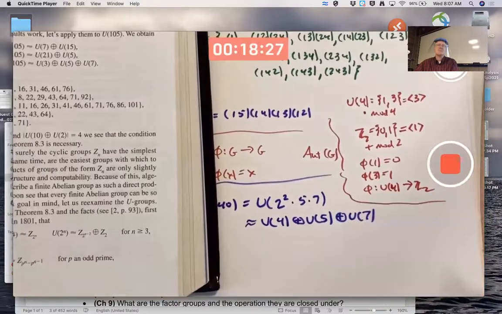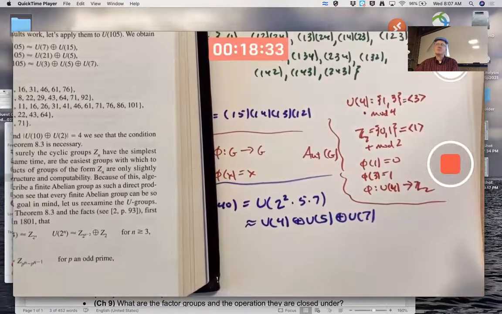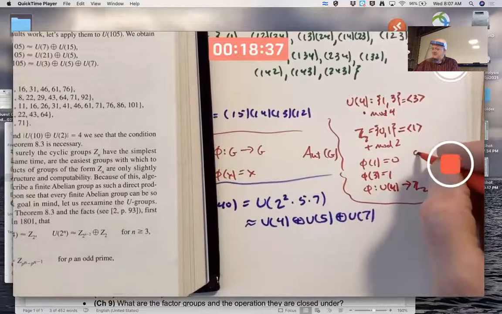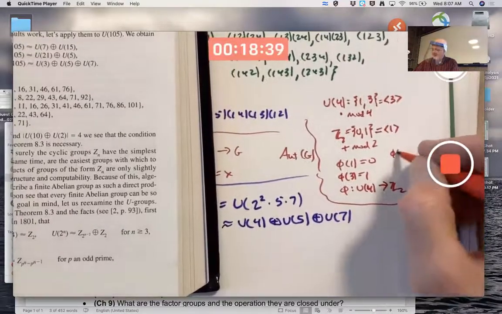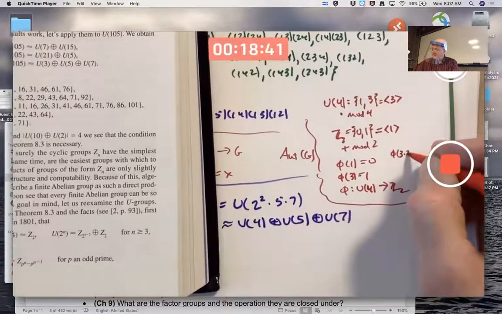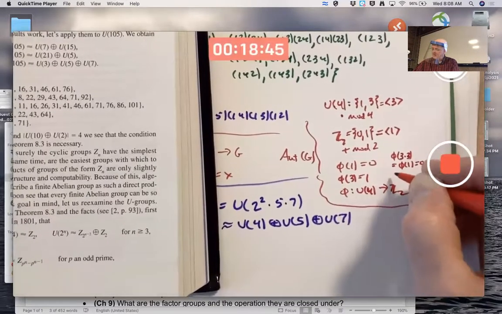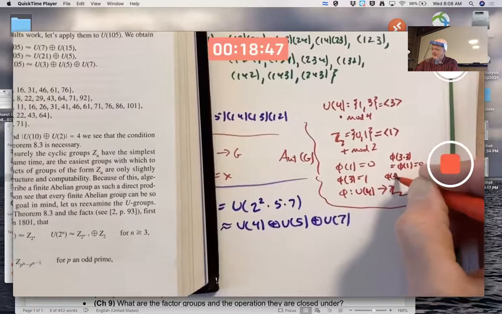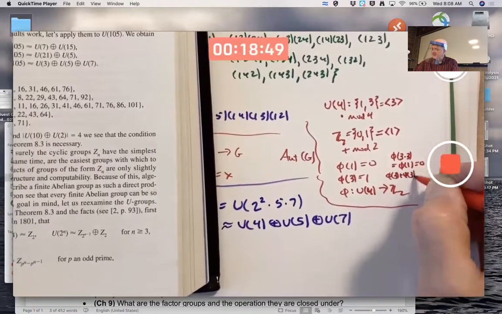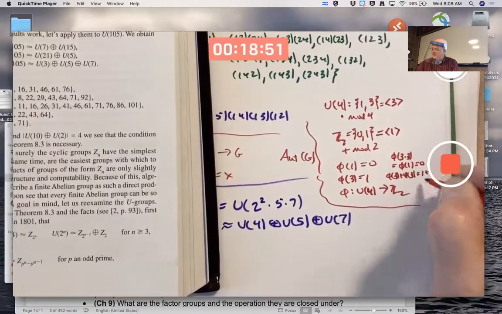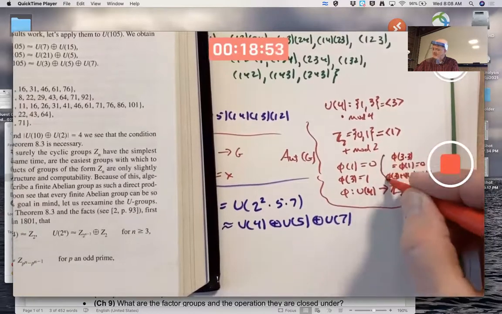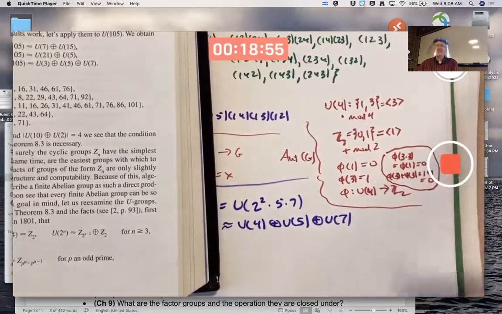Though, technically speaking, you should prove it's obviously 1-to-1 and onto. You should prove it's operation preserving. For example, phi of 3 times 3 is phi of 1, which is 0. And also phi of 3 plus phi of 3 is 1 plus 1 is 0. That's one example showing it's operation preserving.